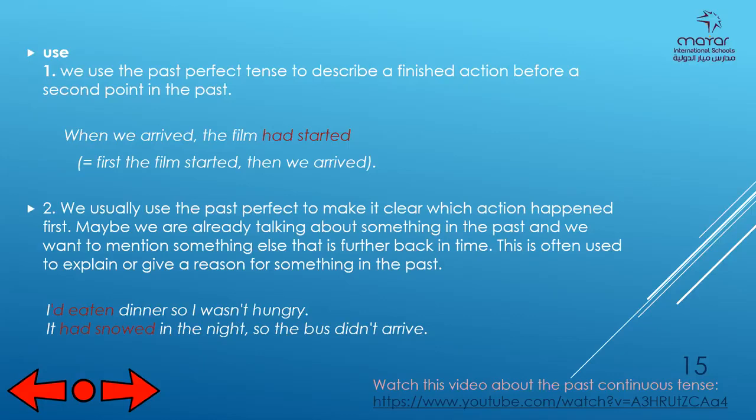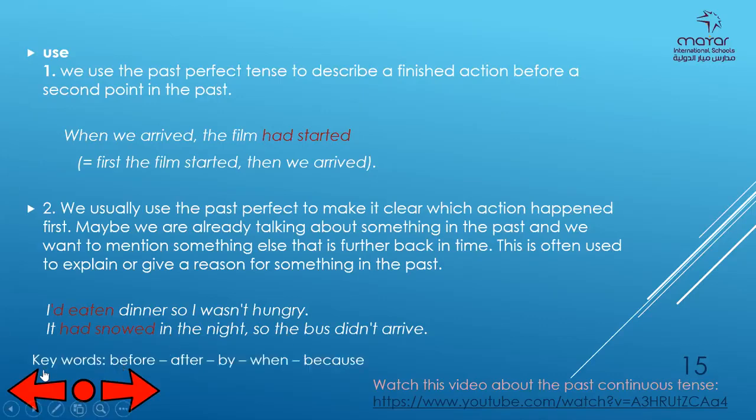Okay, number two, Celine. It had snowed in the night, so the bus didn't arrive. Didn't arrive is the simple past, the negative form of the verb. So it didn't arrive because something happened before, which is snowing. Snowing at first, and then the result, the bus didn't arrive. Two actions, one of them before the other, okay?